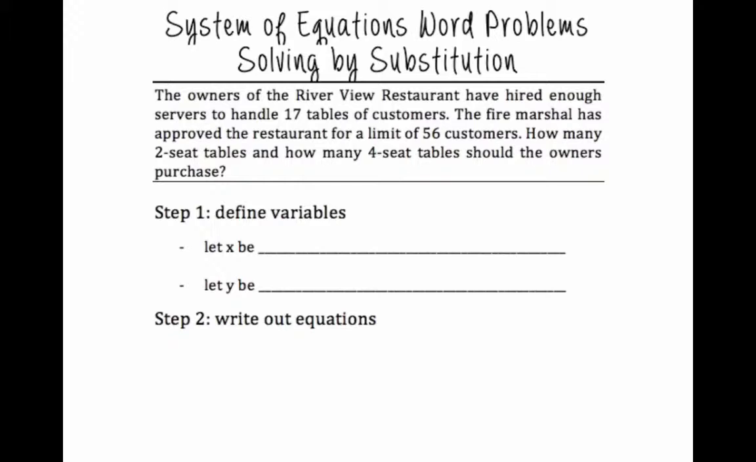So let's see. We know that we're going to have a maximum of 17 tables, regardless of how big they are. And we know that the fire marshal is saying we can only have 56 people in there. So it wouldn't make sense to get all 2-seat tables, and it wouldn't make sense to get all 4-seat tables because it just wouldn't work. So the question is, how many of each table? How many 2-seat tables and how many 4-seat tables should they purchase?